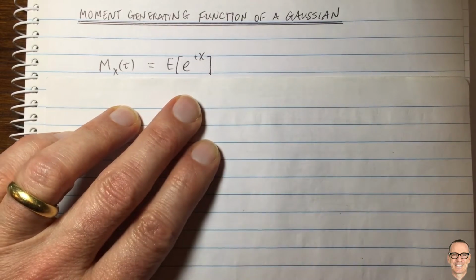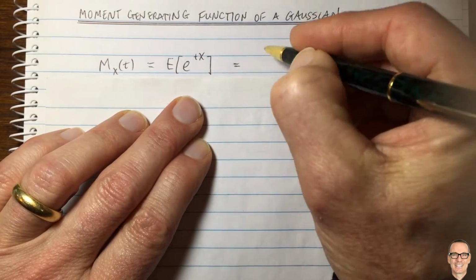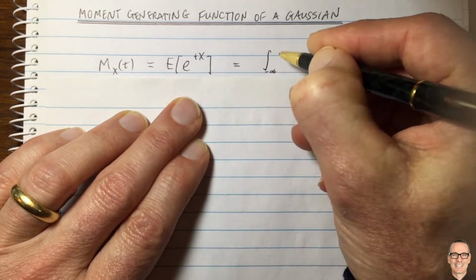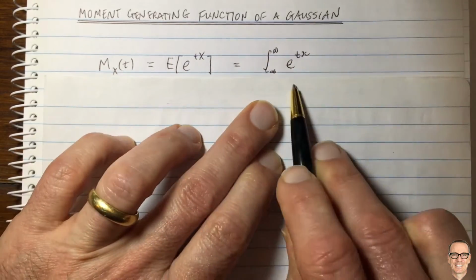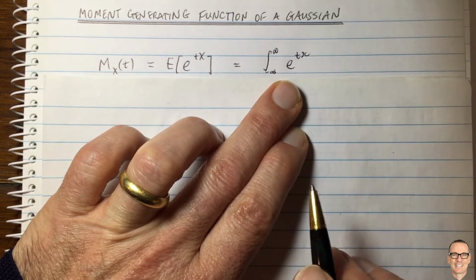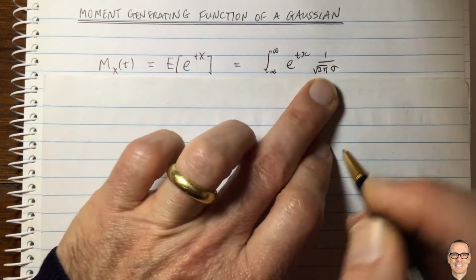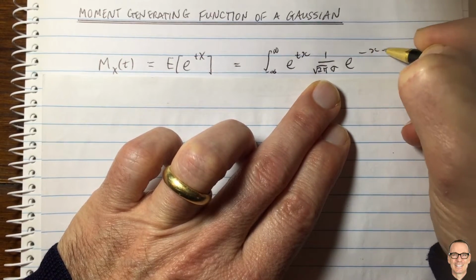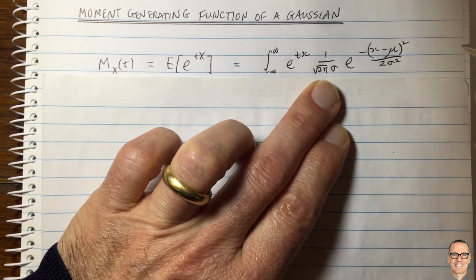So let's write this out for the Gaussian. What this means is the expectation means the integral over the value. So it's an integral from negative infinity to infinity over the value, which is e to the tx, multiplied by the PDF for the random variable. And the random variable is x. So here the PDF for the Gaussian is, of course, 1 divided by 2 pi sigma, exponential of minus x minus mu, which is the mean, squared, divided by 2 sigma squared, dx.